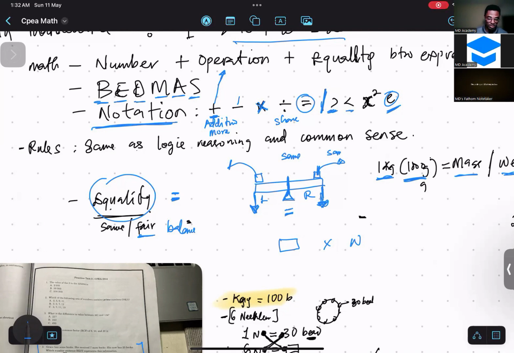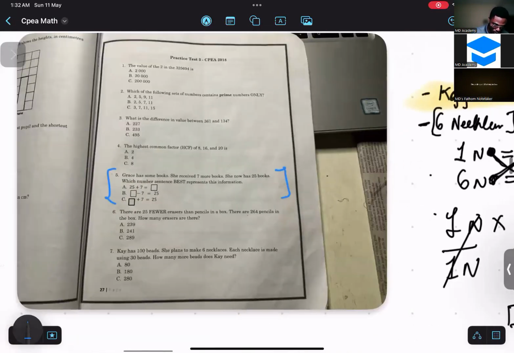So the rules of mathematics are still the same rules everywhere as the rules of language, logical reasoning and common sense. So let's jump into the question now. All right.